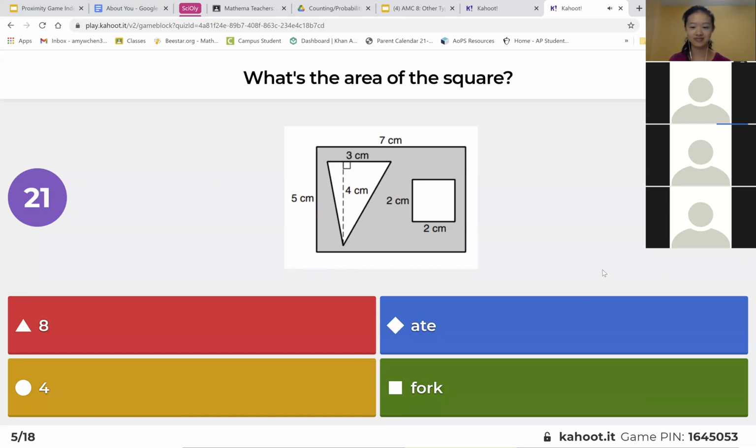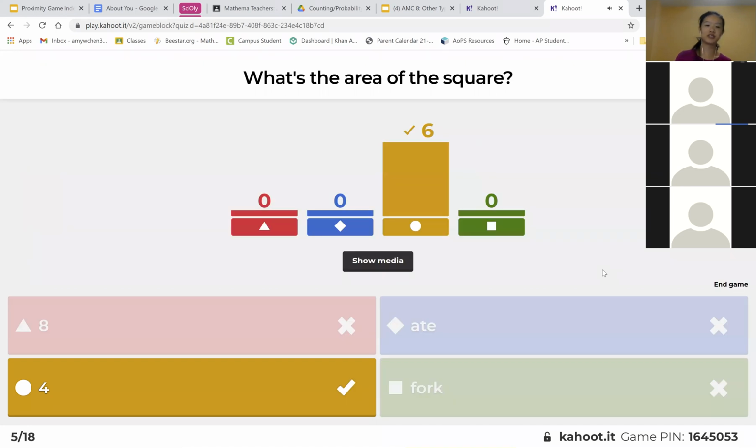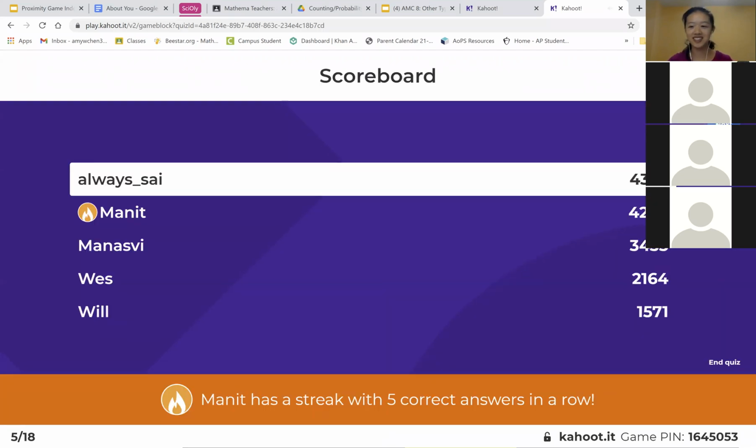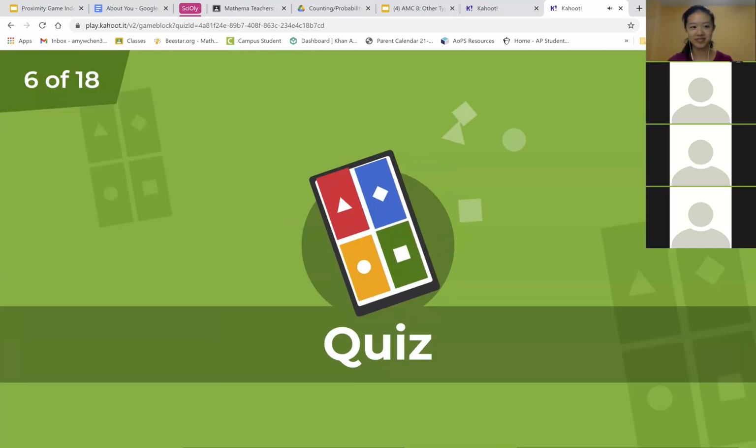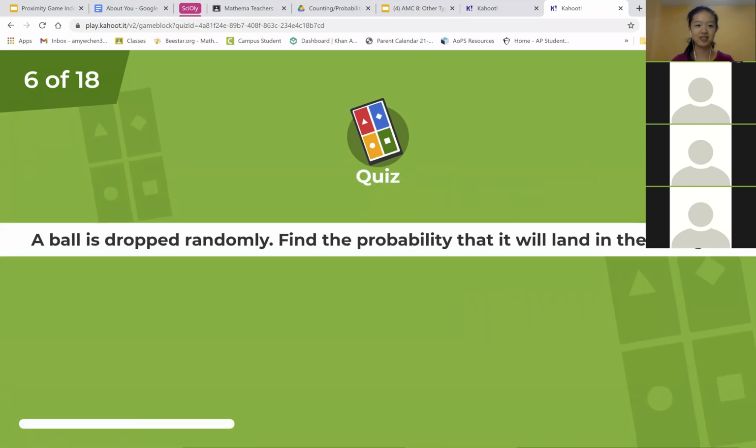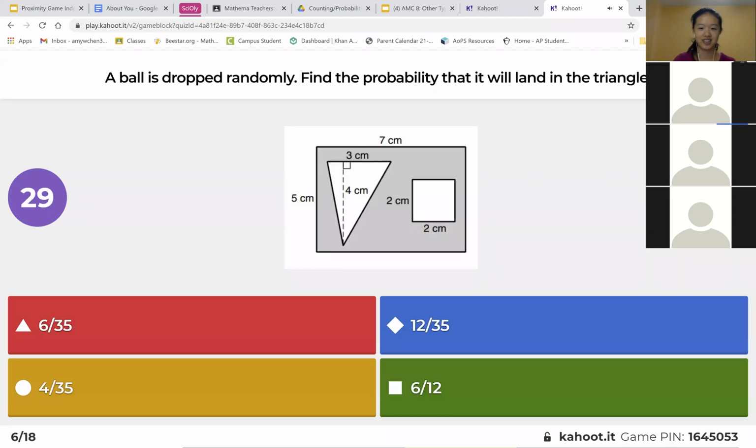Quick question: who wrote these answers? Not me. I didn't write the first half of this Kahoot, but all the rest I did. So, okay, a ball is dropped randomly. Find the probability that it'll land in the triangle. Yeah, I didn't write these problems with this diagram. I just took those just because.